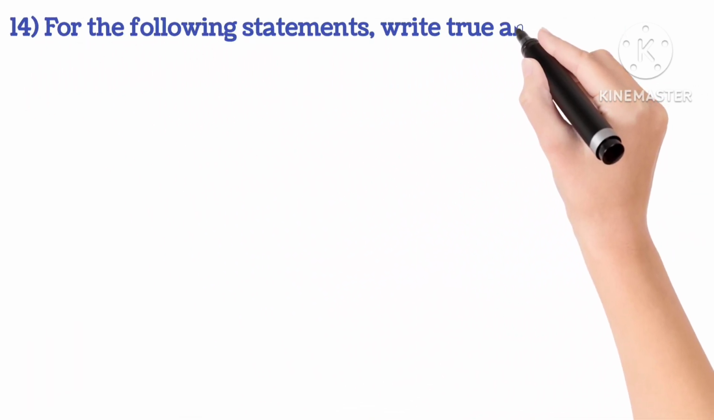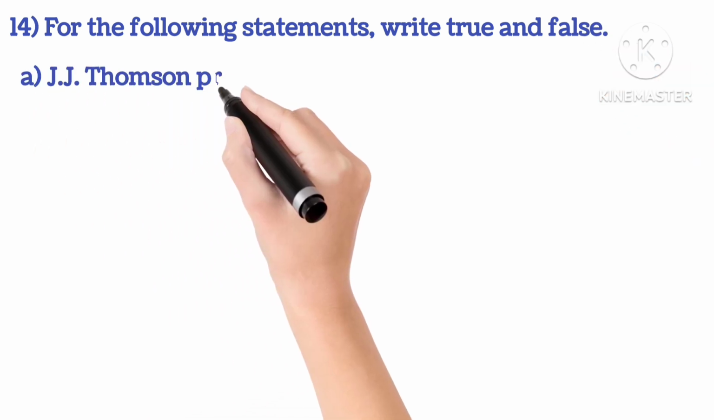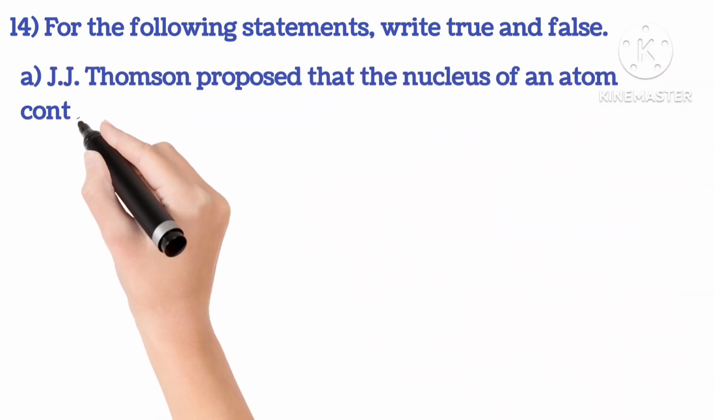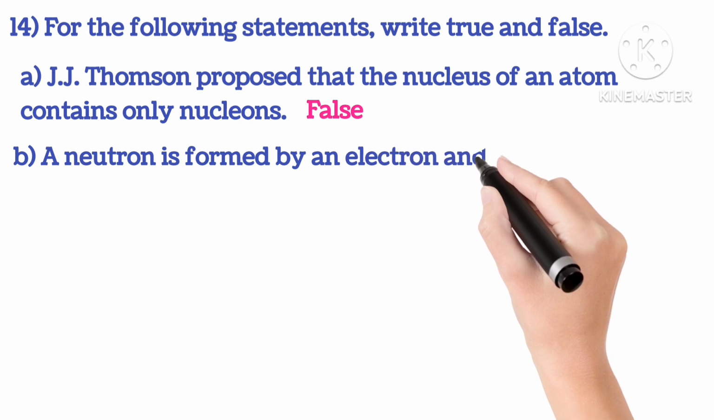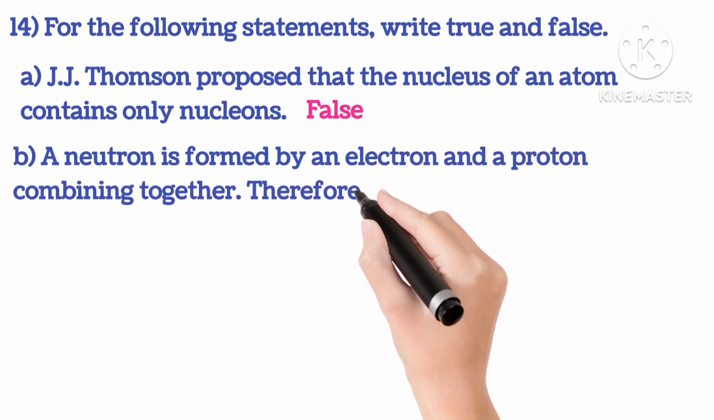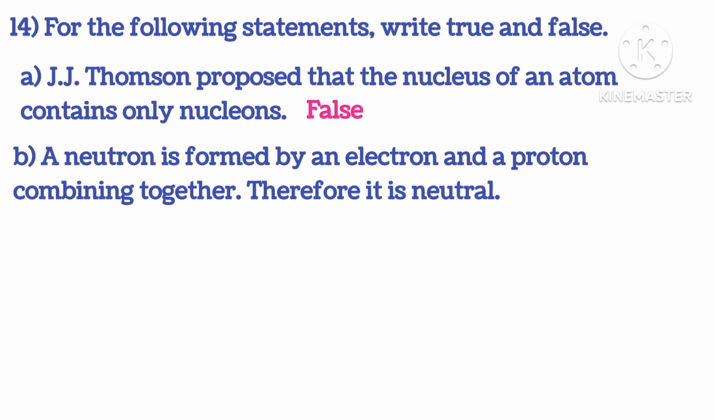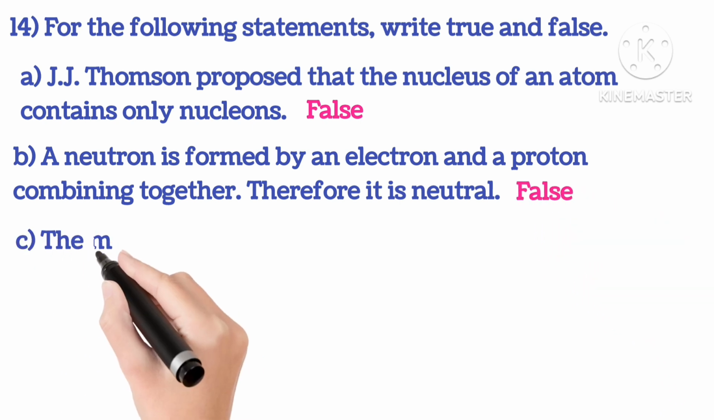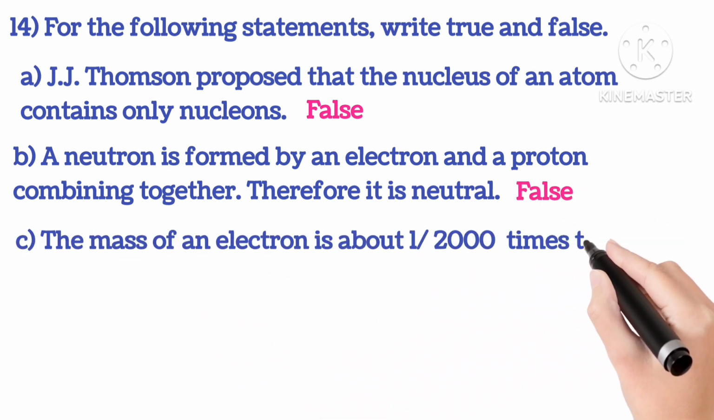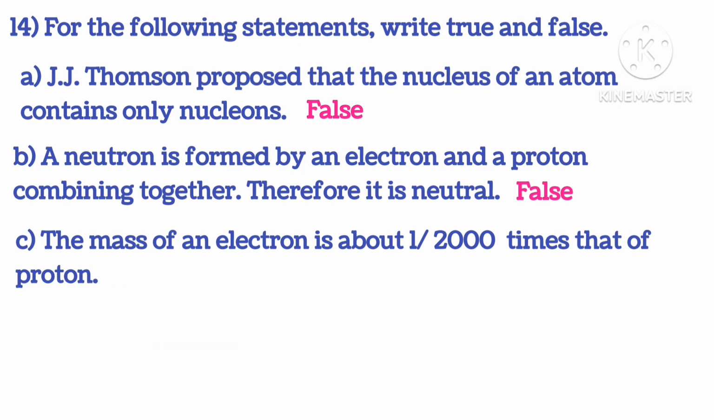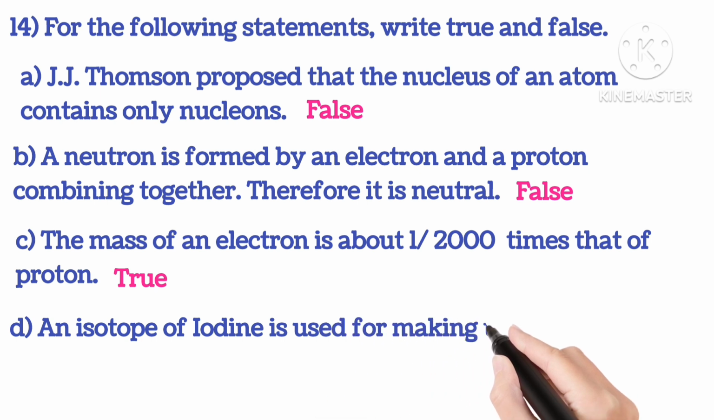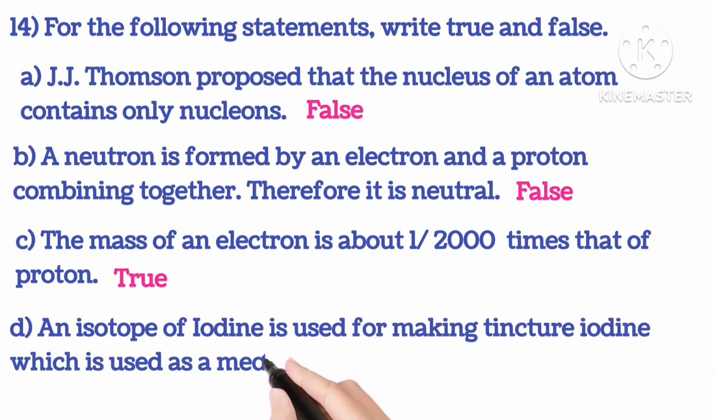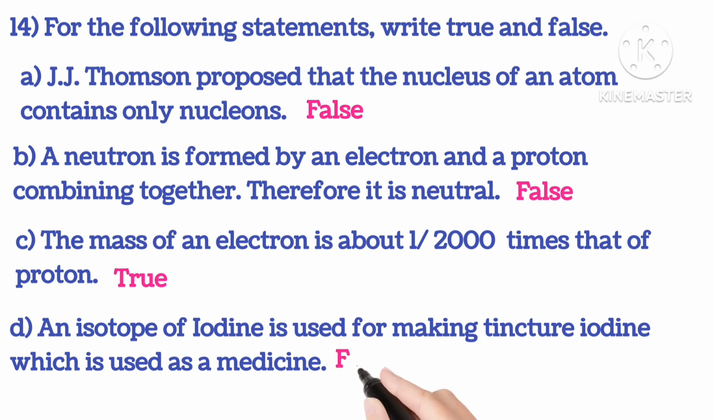For the following statements, write true or false. J.J. Thomson proposed that the nucleus of an atom contains only nucleons. This is false. A neutron is formed by an electron and a proton combined together, therefore it is neutral. This is also false. The mass of an electron is about 1 by 2000 times that of a proton. This is true. An isotope of iodine is used for making tincture of iodine, which is used as a medicine. This is also false.